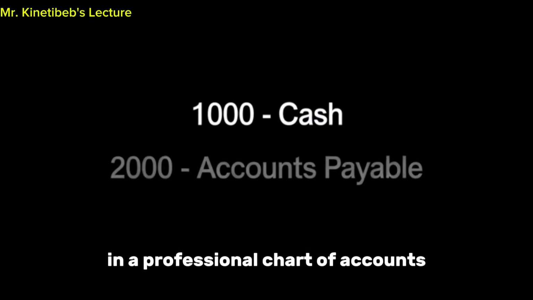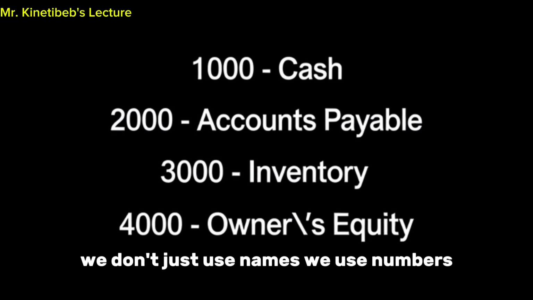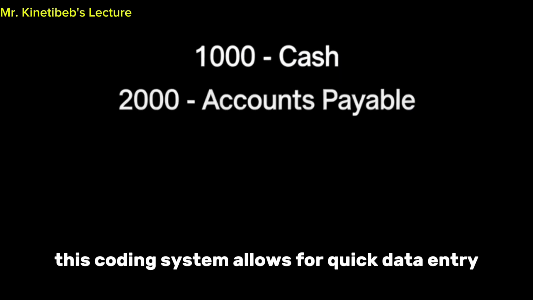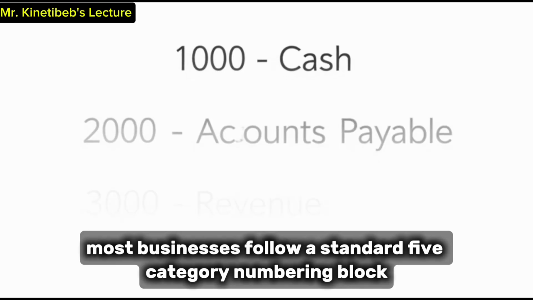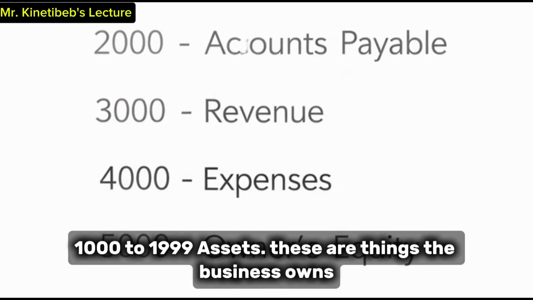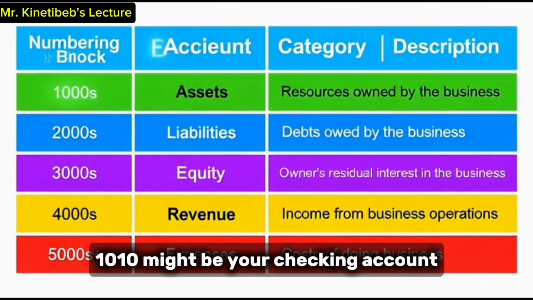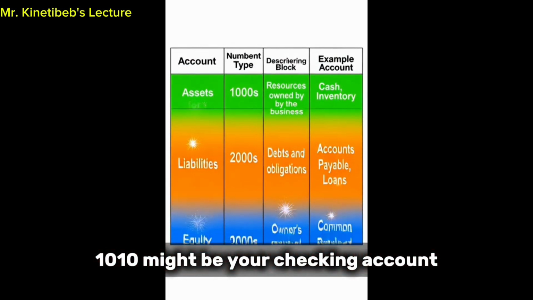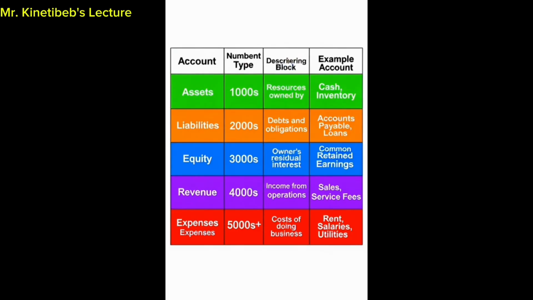In a professional chart of accounts, we don't just use names, we use numbers. This coding system allows for quick data entry and keeps the accounts organized by their type. Most businesses follow a standard 5-category numbering block. 1000 to 1999, assets. These are things the business owns. 1010 might be your checking account, while 1500 might be your office building.